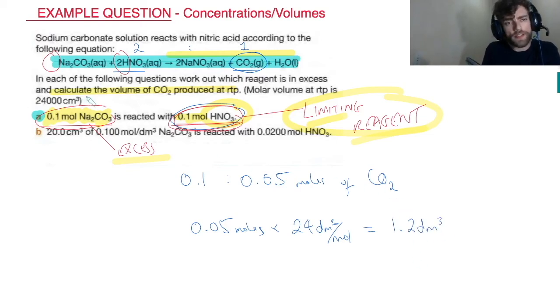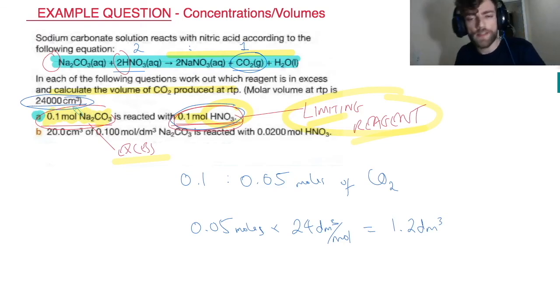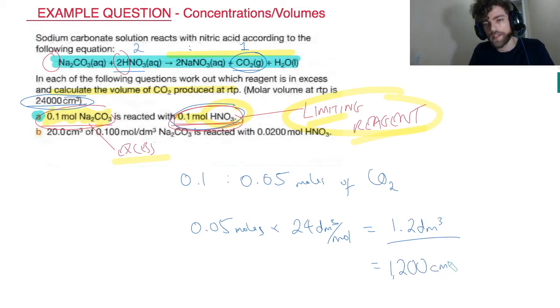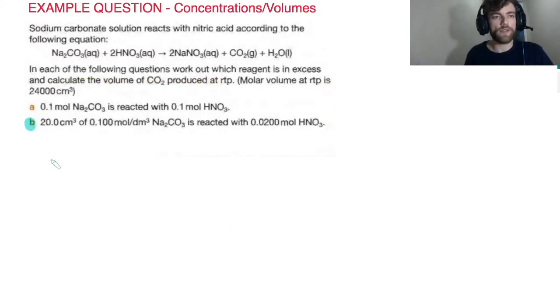I could have used the fact that they said in the question that any mole of gas occupies 24,000 centimeters cubed. It would give me completely the same answer. I would just have my answer in centimeters cubed, which would be 1.2 times 1,000, 1,200 centimeters cubed. In this question, they didn't specify which unit they wanted the final answer in, so both of these are fine. Okay, so I've cleared the board, and now we'll take a look at question B.